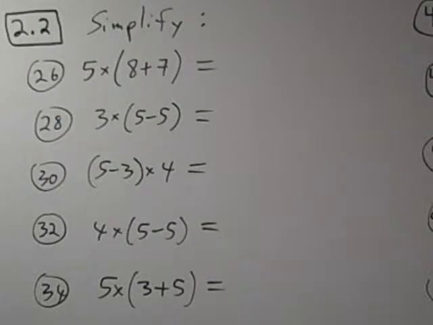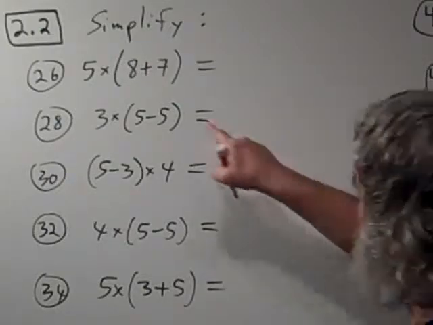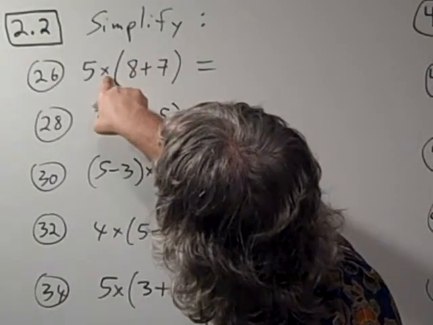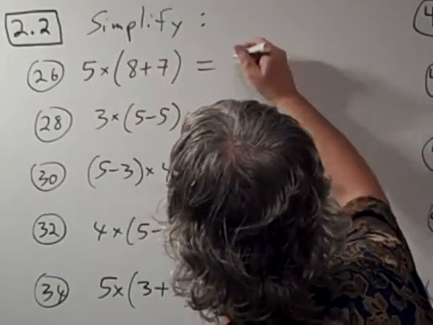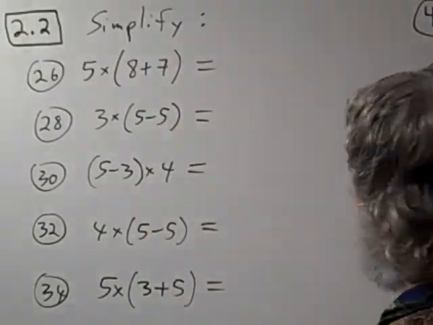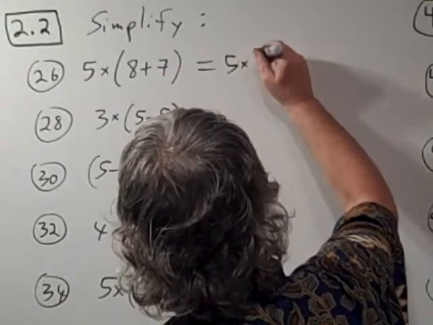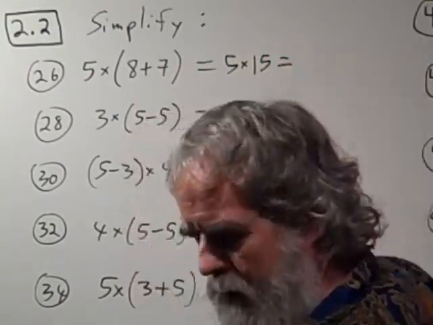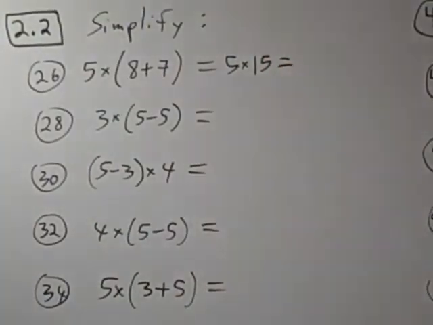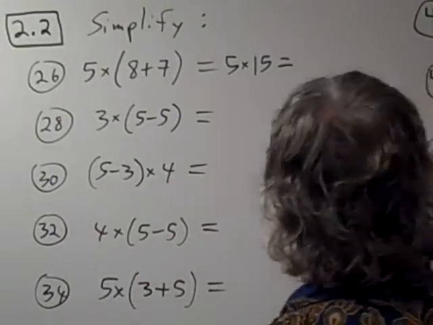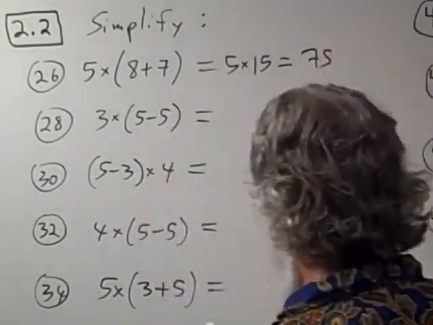So, to simplify this, first of all we want to multiply 5 times this. 8 plus 7 is 15, so this is 5 times 15. And 15 times 5 is 75. So this one equals 75.